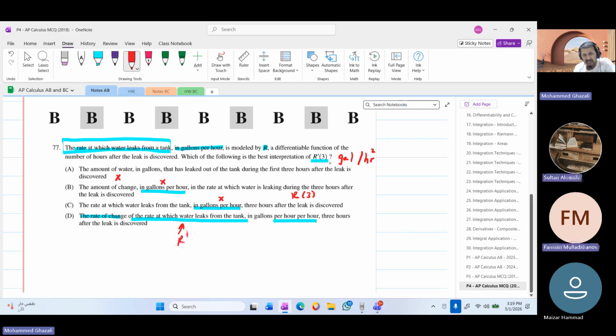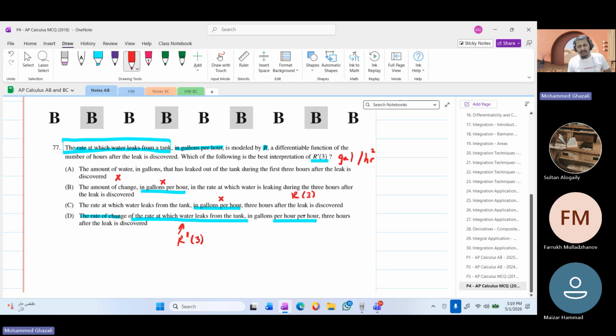It's more like they're talking about the acceleration. How fast is the water flowing? What is the amount of change? The amount of change in gallons per hour, that's what they're talking about. So that's just delta. Yes, I think it's delta.